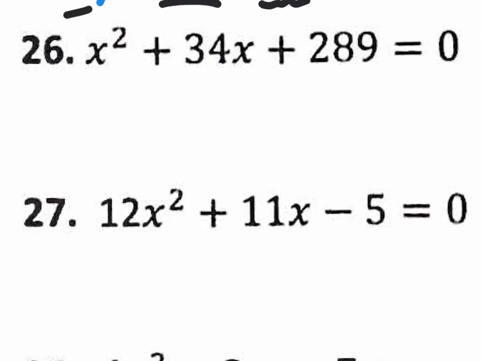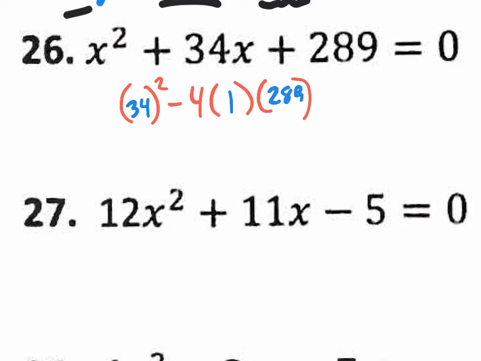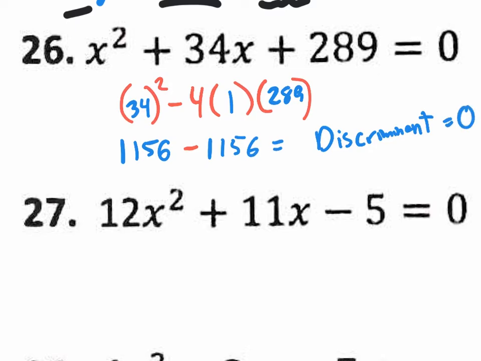Let's just plug it straight into b squared minus 4ac. That's the value inside the square root of the quadratic formula. So when I plug in 34 for my b, 1 for my a, and 289 for my c with the calculator, when I do 34 squared, I get 1,156. And I know I need to subtract 4 times 1 times 289. And when I do that on the calculator, I also get the same value, 1,156. So my discriminant, I should probably write it out. My discriminant is 0.